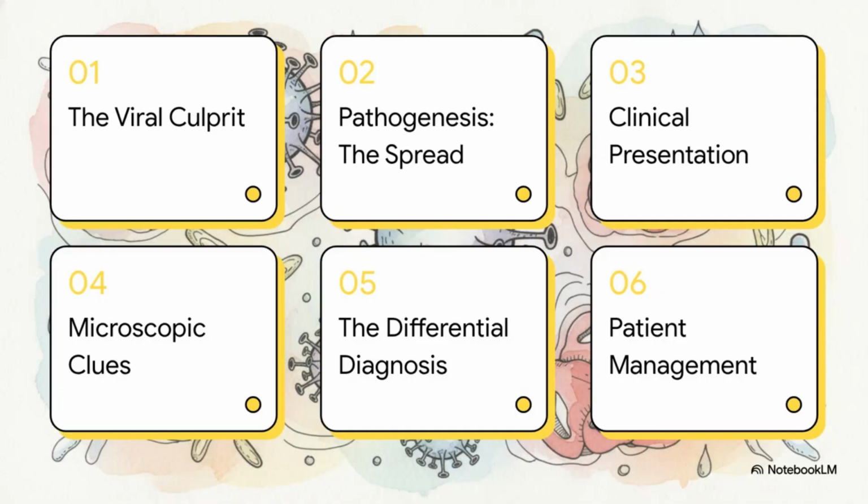Okay, so here's our game plan for this explainer. We're going to start with the virus itself, the culprit. Then we'll get into how it spreads, what it actually looks like in a patient, and take a peek at the microscopic clues. Then comes the really important part, the differential diagnosis. And we'll finish up with how you manage the patient.